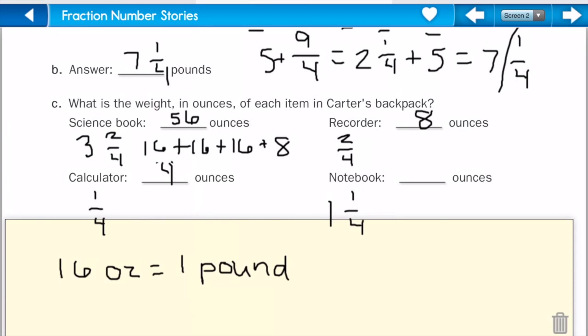Now I need to figure out how many ounces 1 1/4 pounds is. So I know that 16 ounces is 1 pound, and I know that 1/4 is 4, so I just need to add those together. And so what do I get when I add 16 plus 4? Yep, I get 20. So much, guys, for working with me today. You can go ahead and work on the next problems on your own.